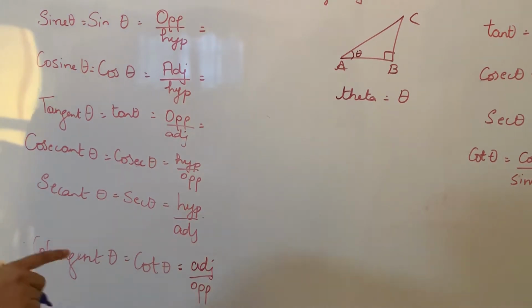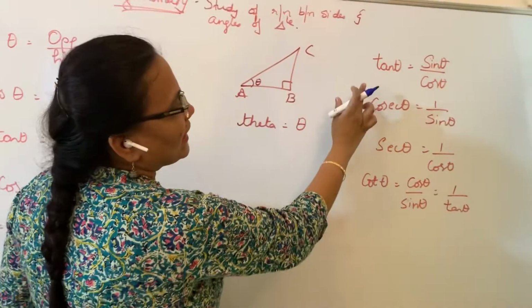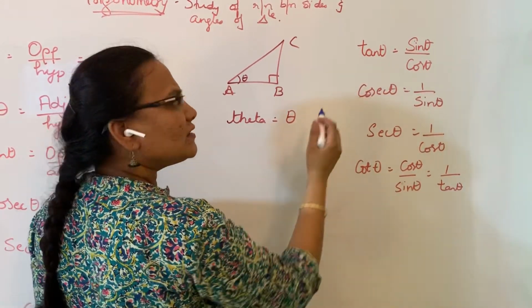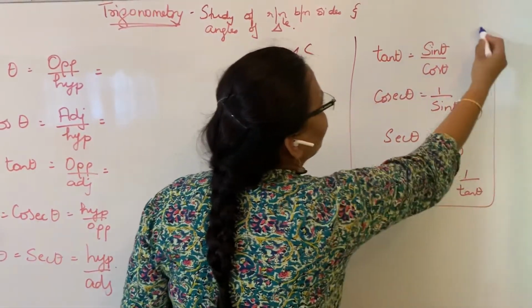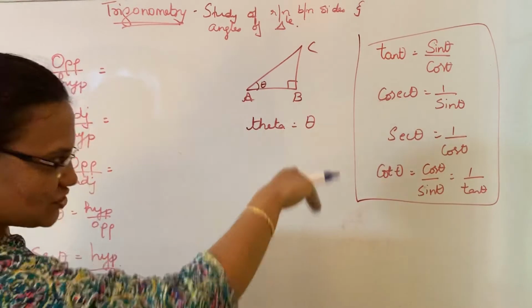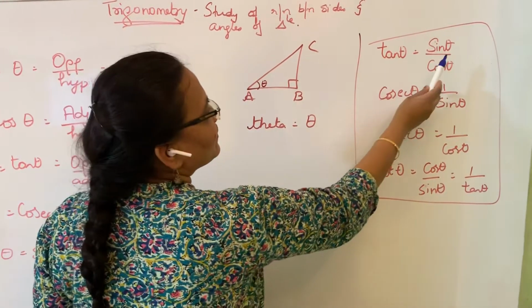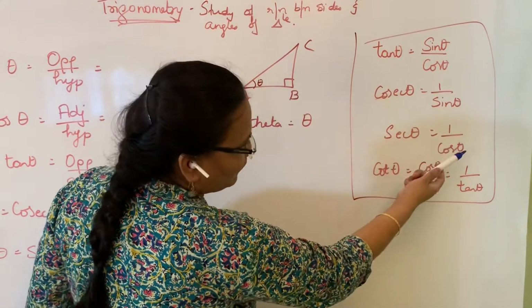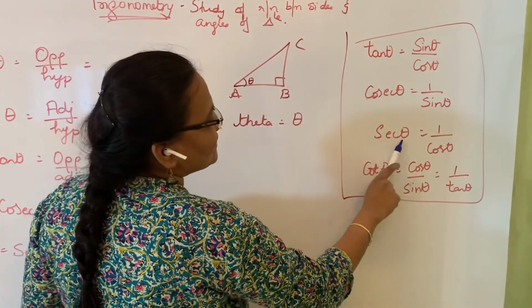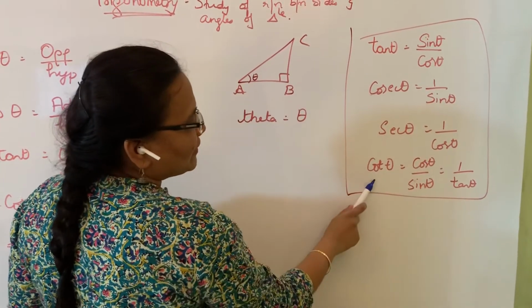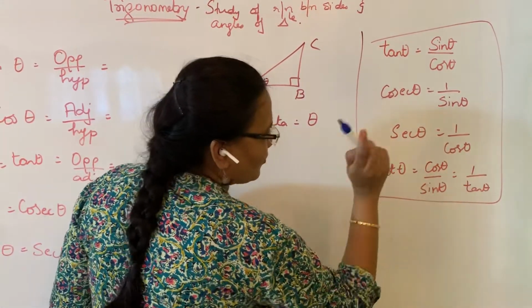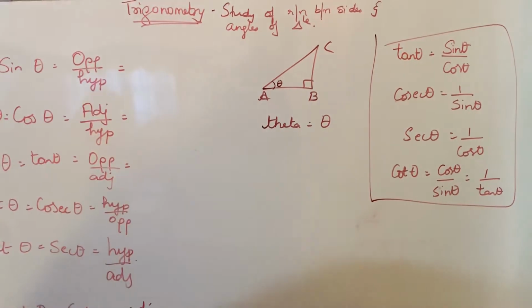Now, see, you should also remember like this. Tan theta can be written as sin by cos. This you should remember. Along with the 6 ratios, even this relation you have to remember. Tan theta is given by sin by cos. Cosecant is reciprocal of sin, or sin is reciprocal of cosecant, vice versa. Secant theta is reciprocal of cos. Then cot theta is cos by sin or reciprocal of tan. Even that we have to remember.